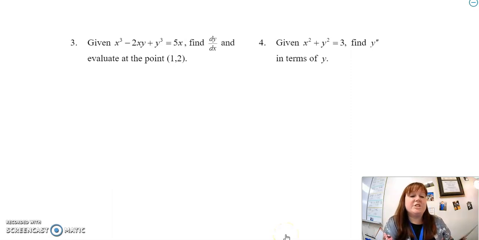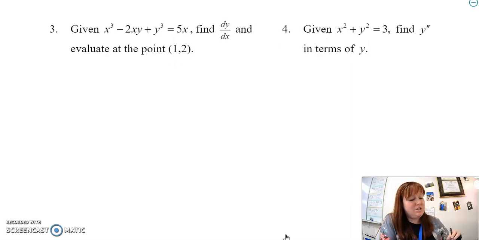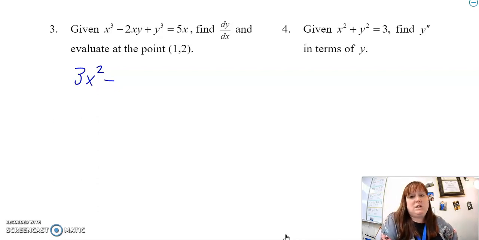A couple more implicit differentiation examples. So you have this and you're like, yeah, I got this now. I know how to do this implicit differentiation, so let's just do it. Okay, so x cubed becomes 3x squared. And then we go here and you're like, yeah, that's just like 2 times y prime, right? No. Recognize that this is a product rule.